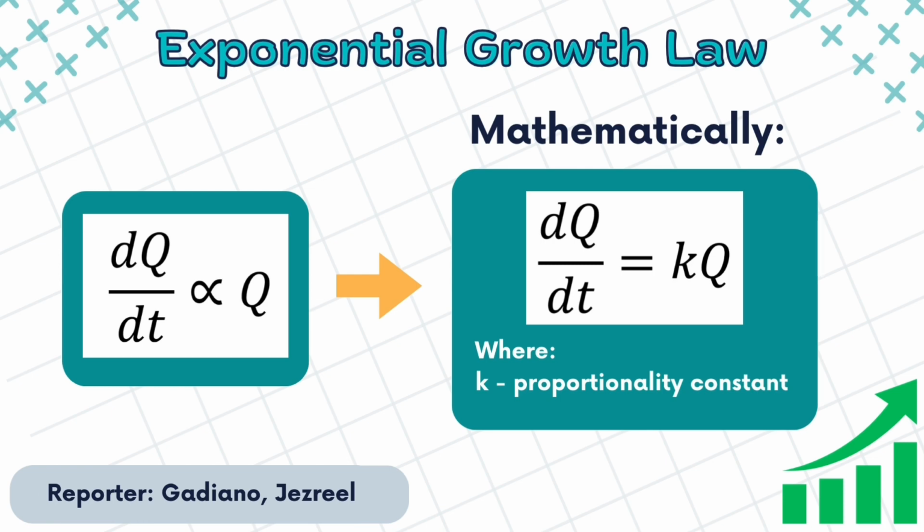This dq over dt equals k times q is an example of a mathematical model. A mathematical model refers to the equation that describes physical problems or real-world scenarios in mathematical terms. It often contains derivatives, and a mathematical model with derivatives is a differential equation.